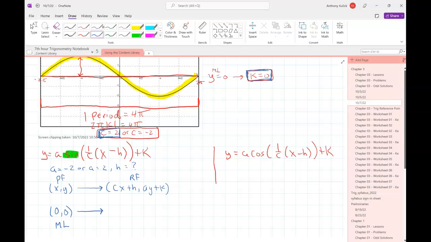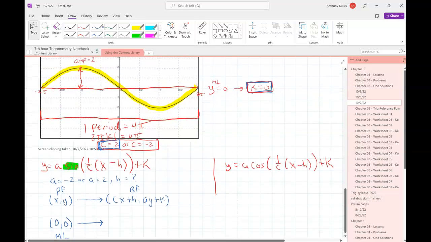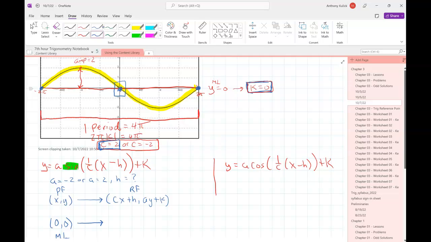And now I'm going to choose from my graph another midline point. So if I look, I have 3 midline points to choose from: negative 2 pi 0, 0, 0, and positive 2 pi 0. Which one of those would you like to choose? Doesn't really matter. Any of them will work. You give Mr. Kulik his choice, he's picking 0, 0, just because zeros are easy to work with.